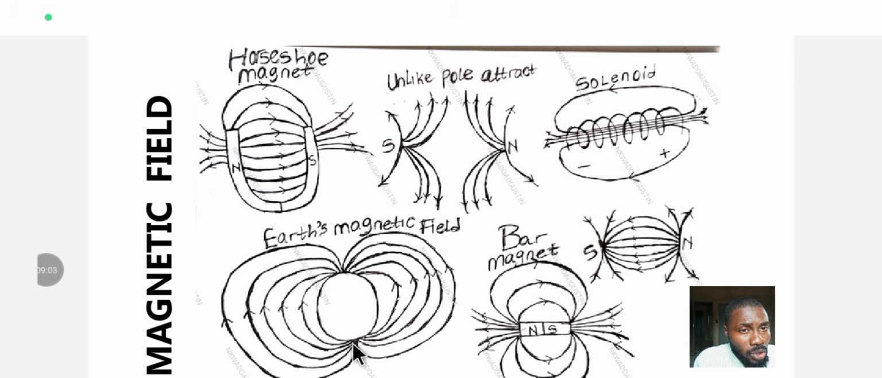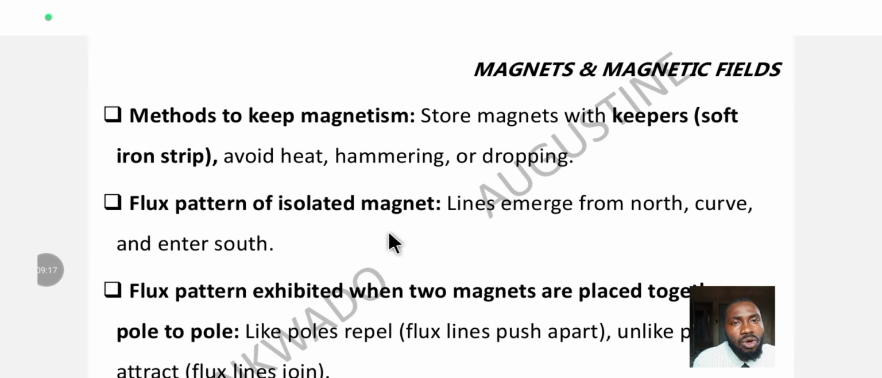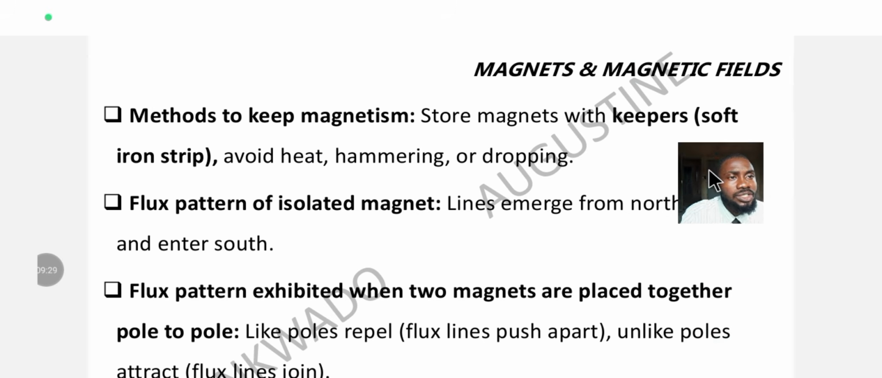Lines emerge from north. For example, this magnetic field of the Earth now, lines emerge from the north like this, then connect to what? South. Unlike poles attract. So you can see how it occurs. Flux pattern of an isolated magnet: lines emerge from north, curve, then enter south, like what I just illustrated.